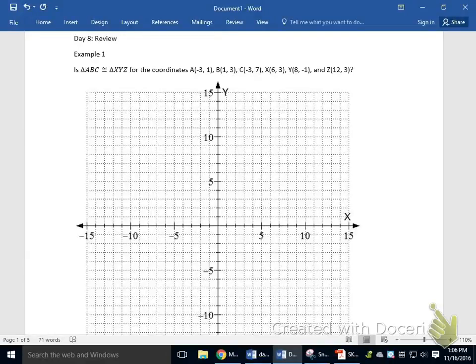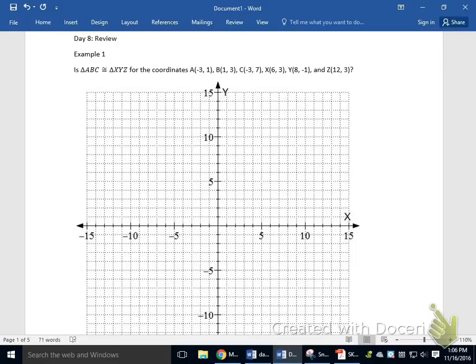Welcome to day 8 of this unit. It's our review. We have a test on the next day. If you go ahead and look at the study guide that I've posted online, it will actually give you a detail of what the problems are going to be on. So this is not an all-inclusive review.